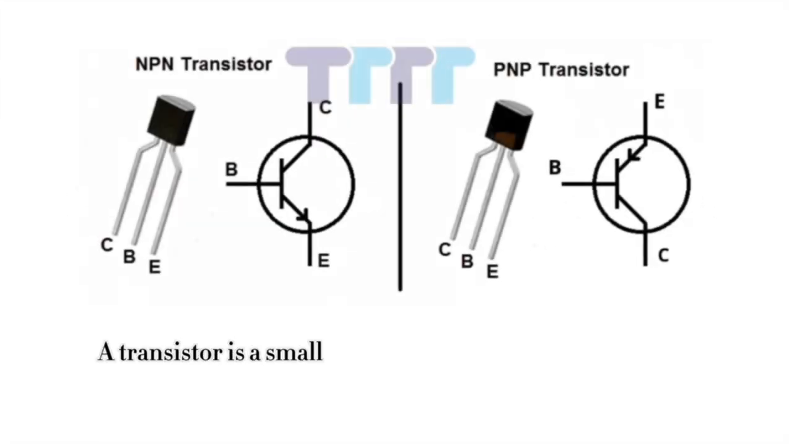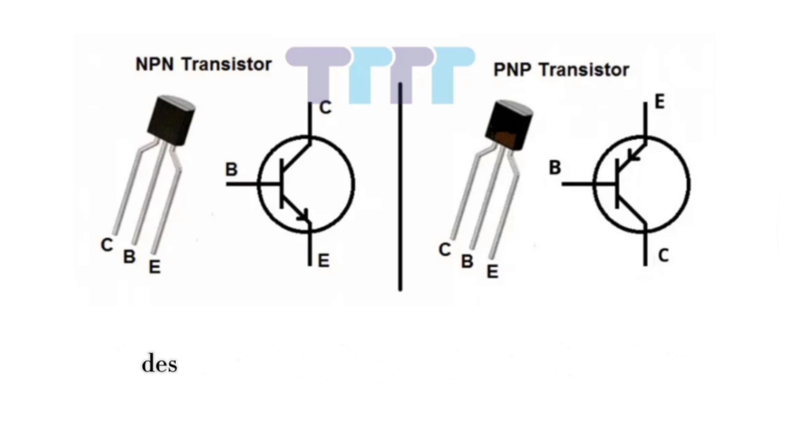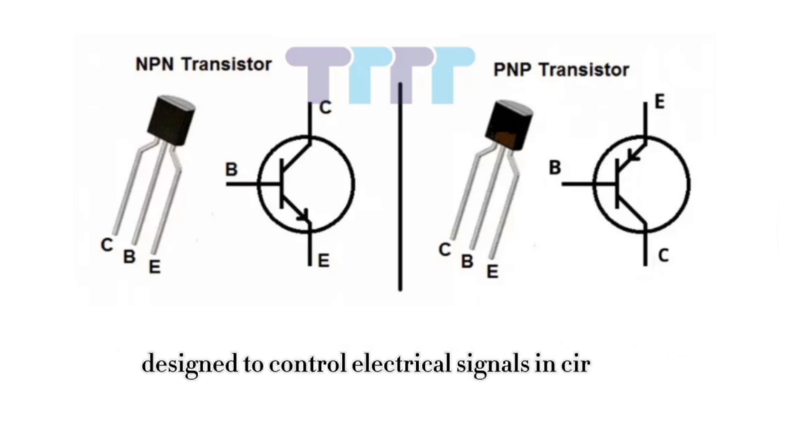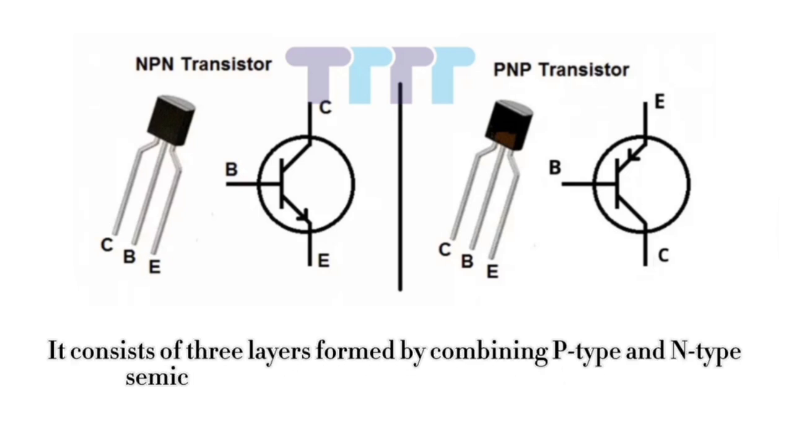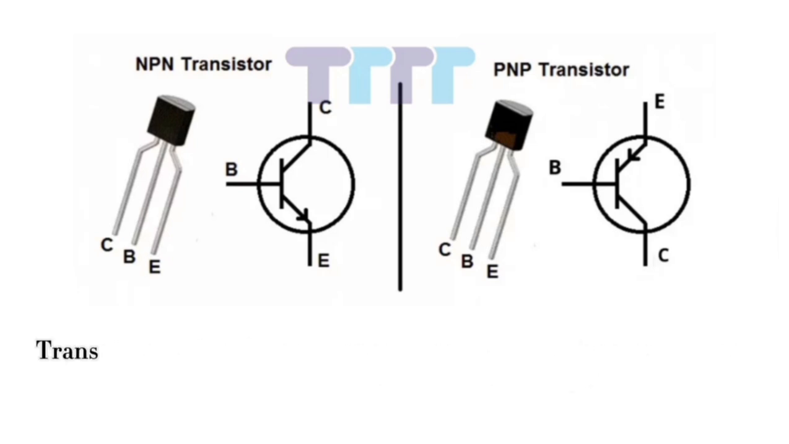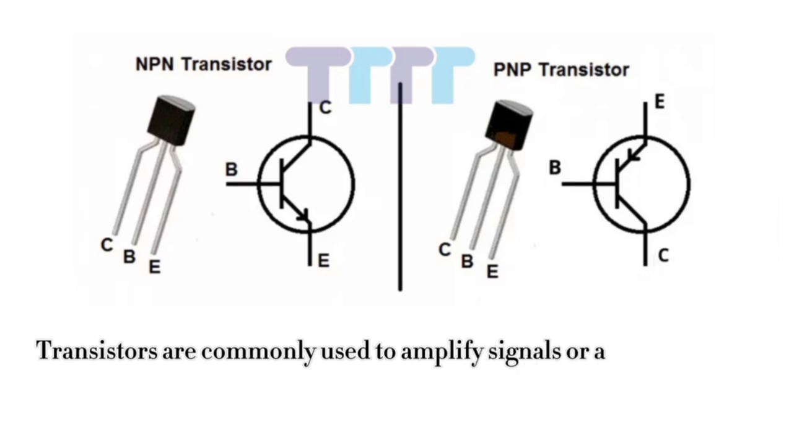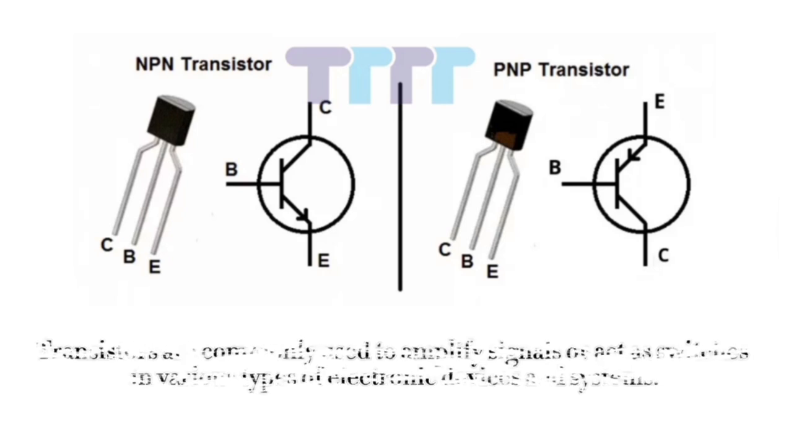A transistor is a small electronic component made from semiconductor material such as silicon, designed to control electrical signals in circuits. It consists of three layers formed by combining p-type and n-type semiconductor materials in specific arrangements. Transistors are commonly used to amplify signals or act as switches in various types of electronic devices and systems.